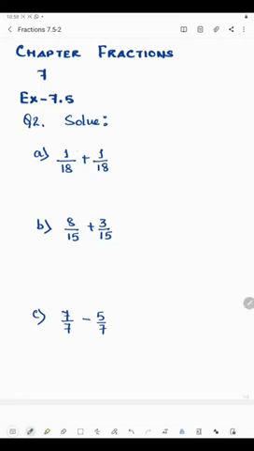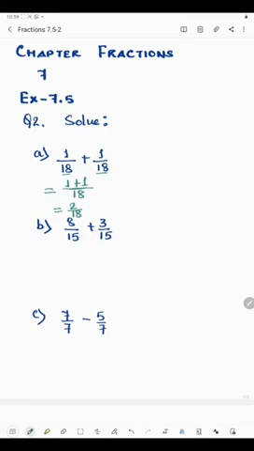Now we know that if these are like fractions, then we simply add or subtract the numerators to get the answer. So here we have the same denominator, so we'll write 18 in the denominator and we'll simply add the numerators. In the numerator we have 1 plus 1. So we have 2 by 18. 1 plus 1 is 2.